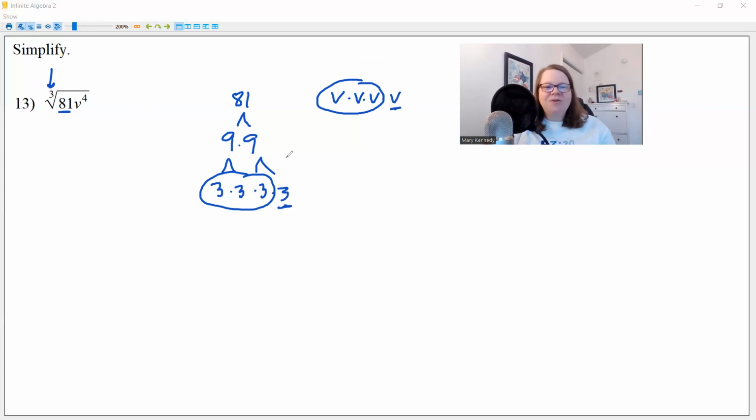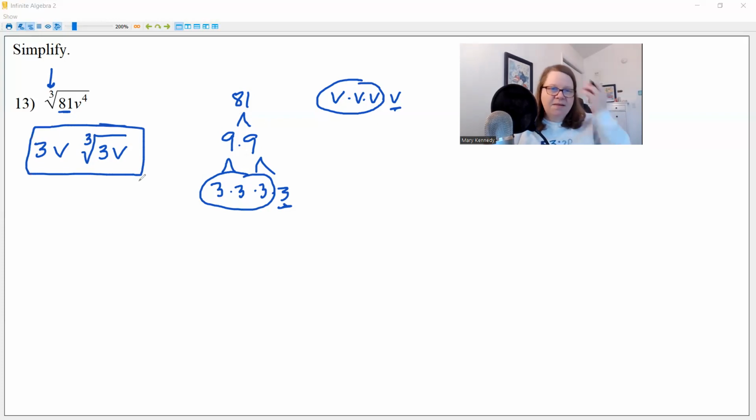All right, so whatever you circled, for every circle, you write one of those things. So I've got a group of 3s in a circle, so I'm going to put a 3. And I've got a group of V's in a circle, so I'm going to put a V. And then I've got my cube root symbol. And whatever's left stays underneath that little symbol, underneath the radical. And so this is the answer, 3V times the cube root of 3V. Now that is considered the simplified version of the problem as it started out. It might not look simpler, but it is considered simplified.